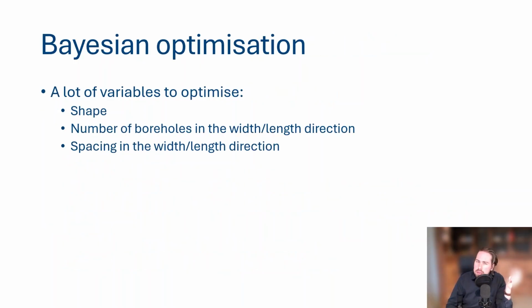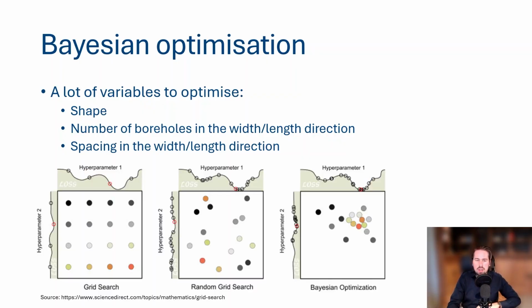Now, if we look a little bit deeper into this Bayesian optimization, without going too much in detail because it's a rather mathematical subject, we know that in this method we have to optimize quite a lot of things. We have to find the optimal shape, the number of boreholes in the length and width direction, the spacing in length and width direction. And there are a couple of ways to do this in the optimization world. And 3 of them are given here below.